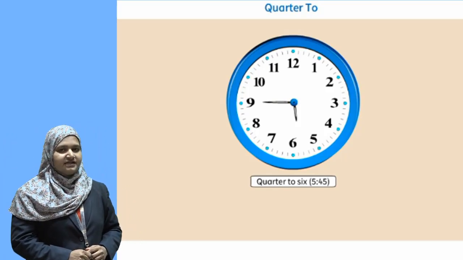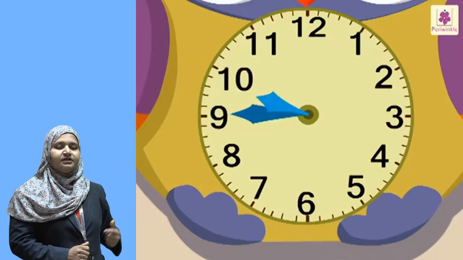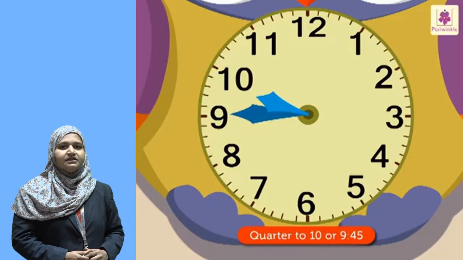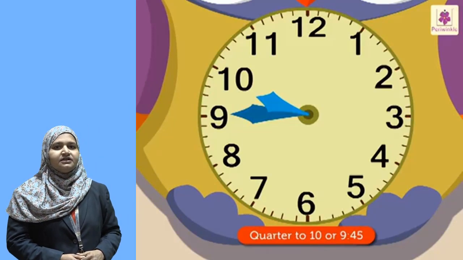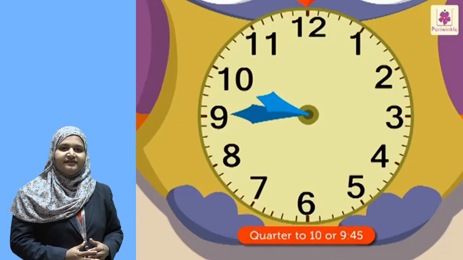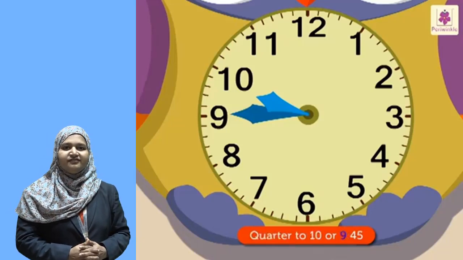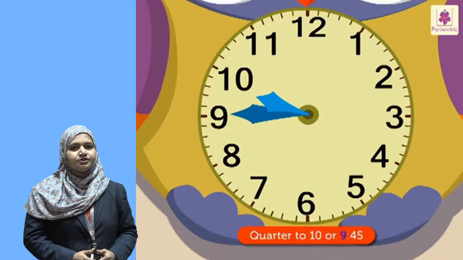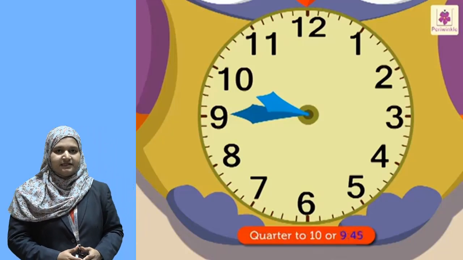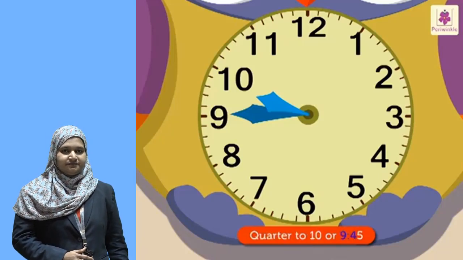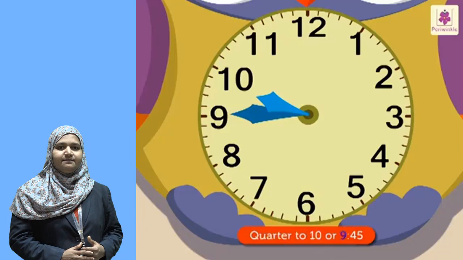See another example. In this clock, the minute hand is at the number 9 and the hour hand is just before the number 10. So it will be read as 45 minutes past 9 or quarter to 10. It can be written as 9:45.